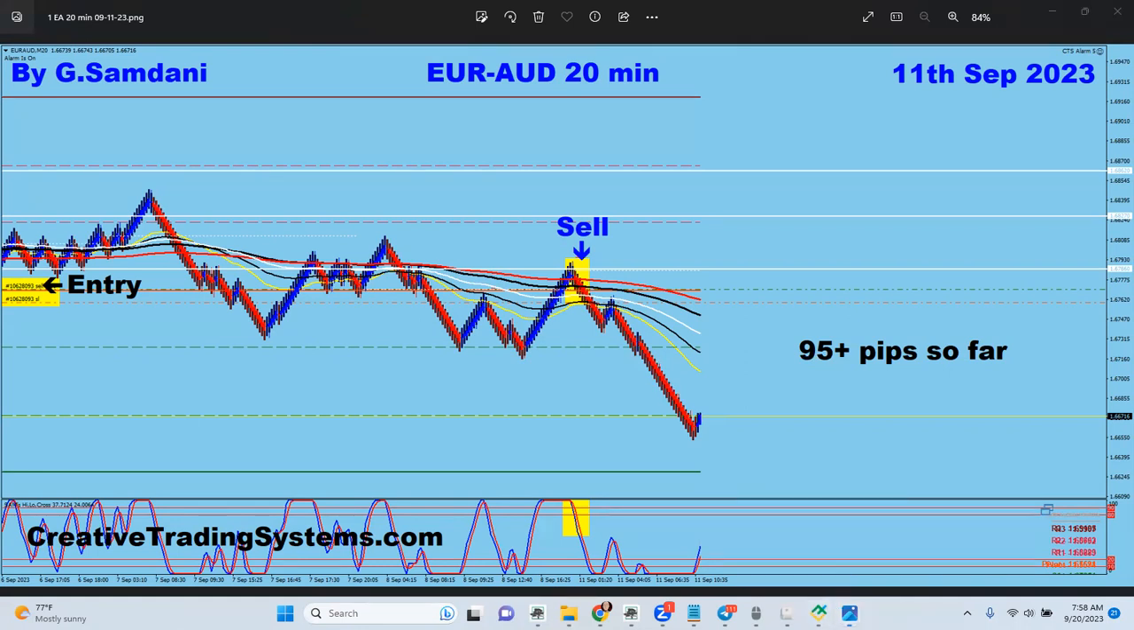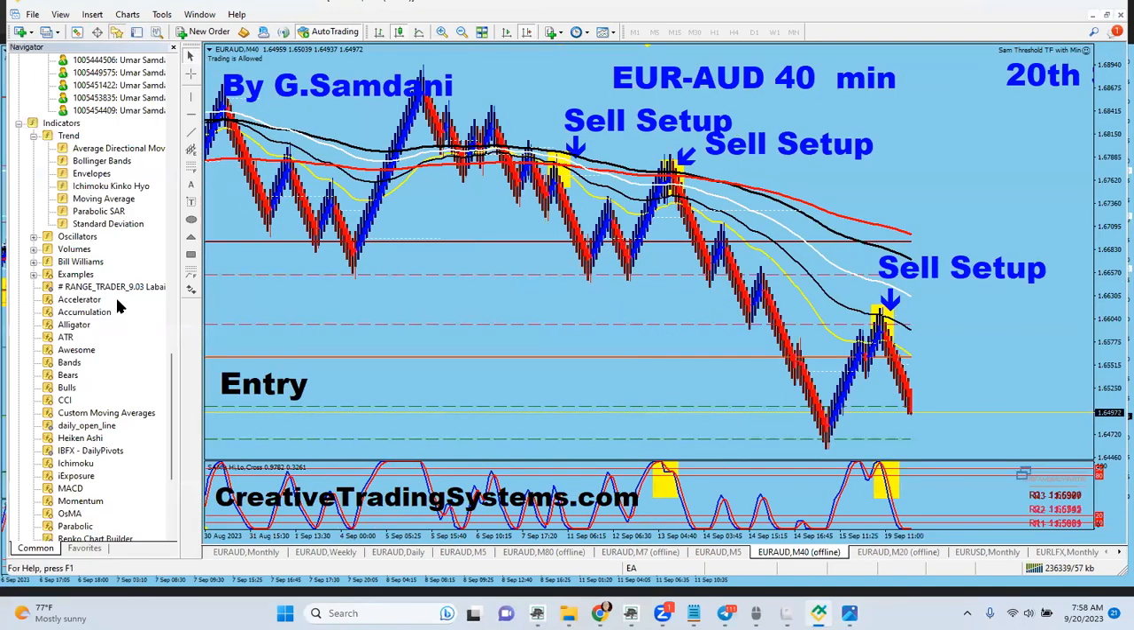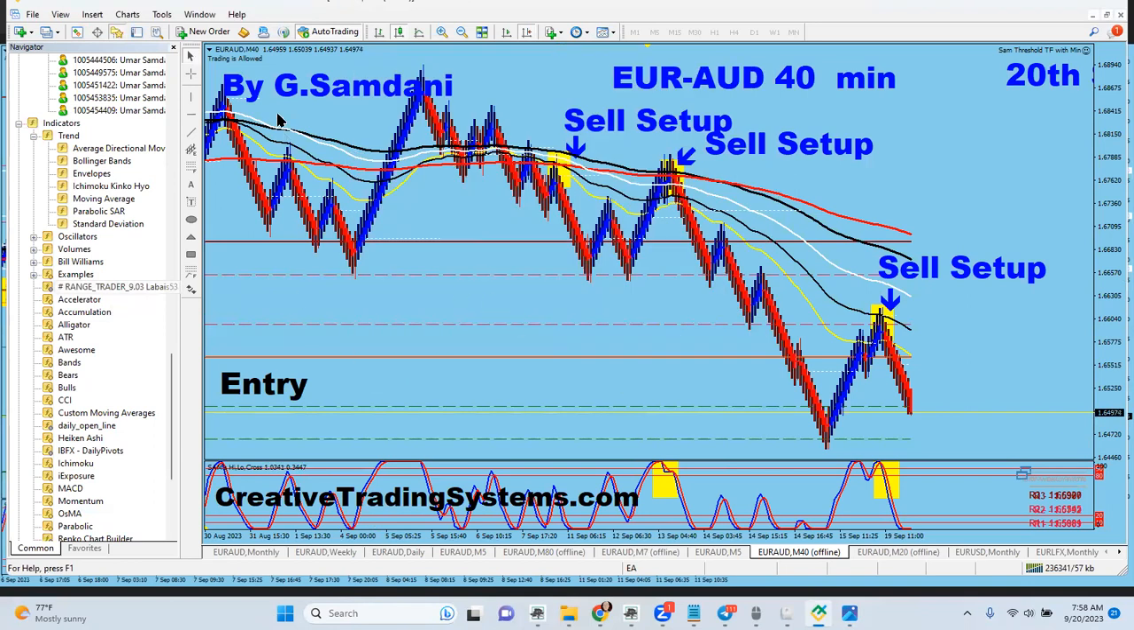Now, I took this one and cashed out, because every pair has a daily range. What is daily range? The daily range is the amount of pippage each pair moves in a certain day. For EUR-AUD, for example, if you want to find the daily range, this is the indicator here. I drop this here, boom, and I see the daily range immediately.